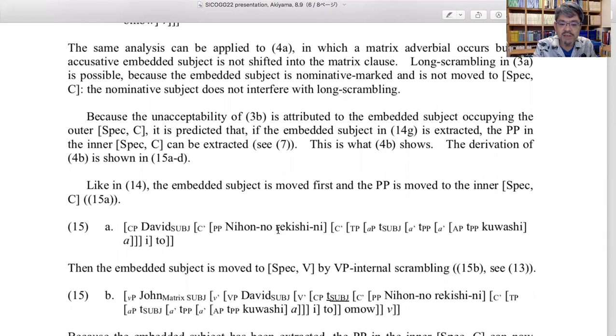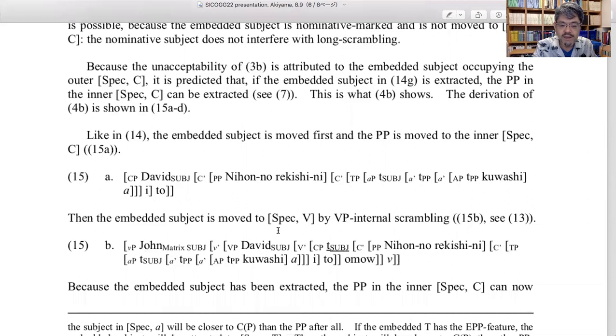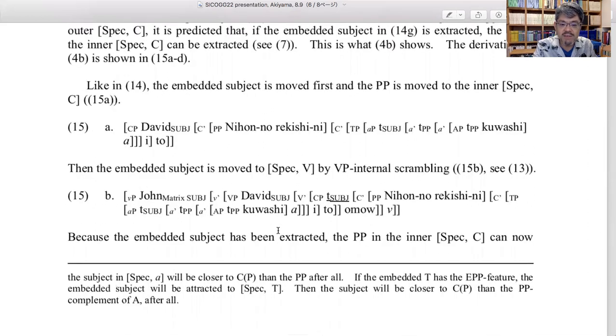Because the unacceptability of 3b is attributed to the embedded subject occupying the outer spec C, it is predicted that if the embedded subject in 14g is extracted, the PP in the inner spec C can be extracted too. This is what 4b shows. The derivation of 4b is shown in 15a to d. Like in 14, the embedded subject is moved first, and the PP is moved to the inner spec C, as in 15a. Then the embedded subject is moved to spec V in the matrix clause by VP internal scrambling, as in 15b.